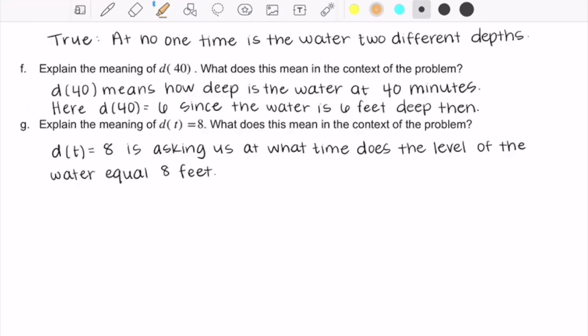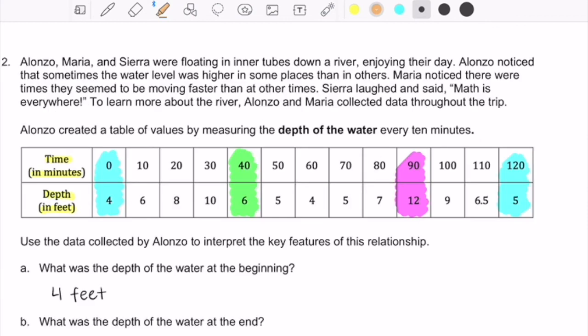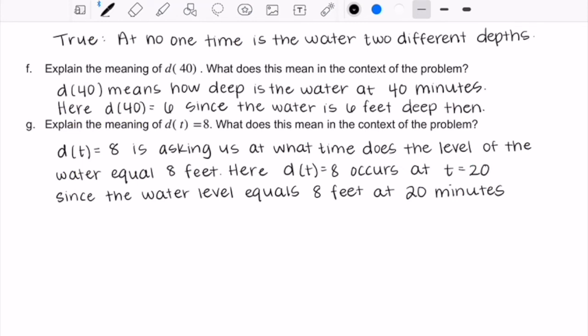And for the final question, explain the meaning of d of t equals 8. What does this mean in the context of the problem? This is asking a different question. D of t equals 8 is asking us at what time does the level of the water equal 8 feet? And so if you look for 8s in the depth in feet row, you'll see that that answer lies here because that's when the depth of the water equals 8 feet. And so we can say that here d of t equals 8 occurs at t equals 20 since the water level equals 8 feet at 20 minutes.